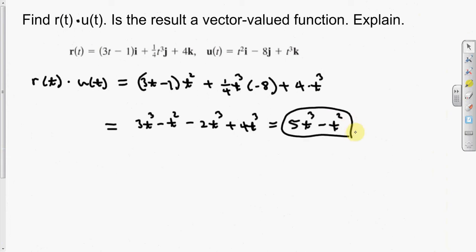And so the question is, is the result a vector valued function? Yes or no? You say yes. Why do you say yes? So the result is 5t to the third minus t squared. You have i, j, and k there. Yes, sir. Okay.